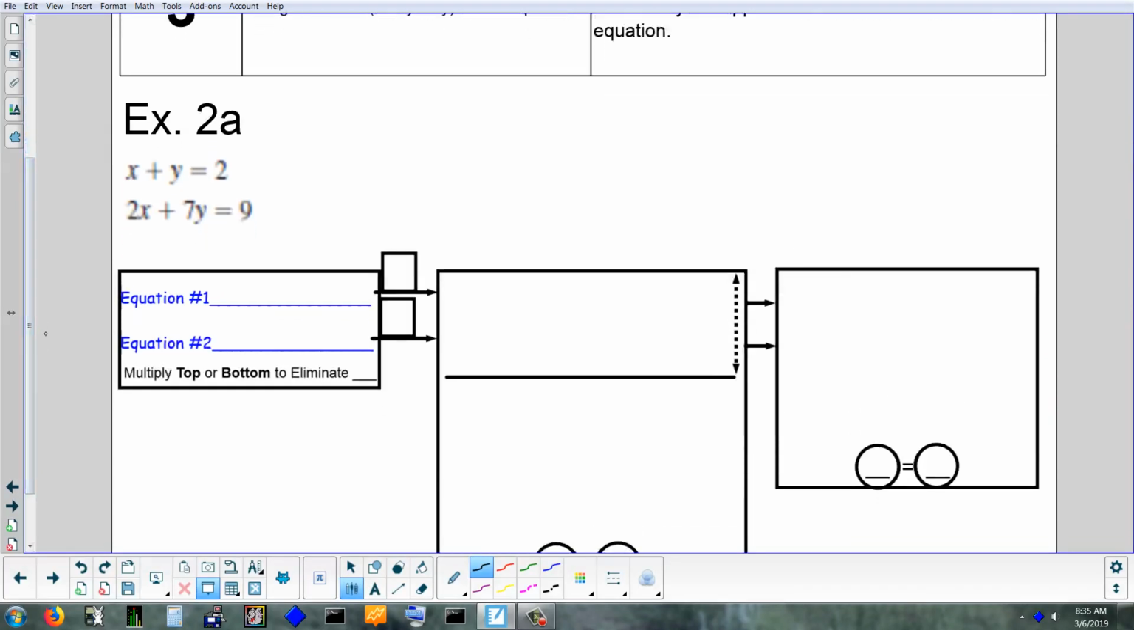Before I worry about these situations, before I say situation 1, situation 2, situation 3, what do I have to make sure of? Ellie? That the letters are lined up. Everything's lined up, right? X's over X's, Y's over Y's, numbers over numbers. Alex, do we have that? Yeah. All right. So since I have that, what can I do? Copy it down. Yeah, put it in the box. Start the template. X plus Y equals 2. 2x plus 7y equals 9.